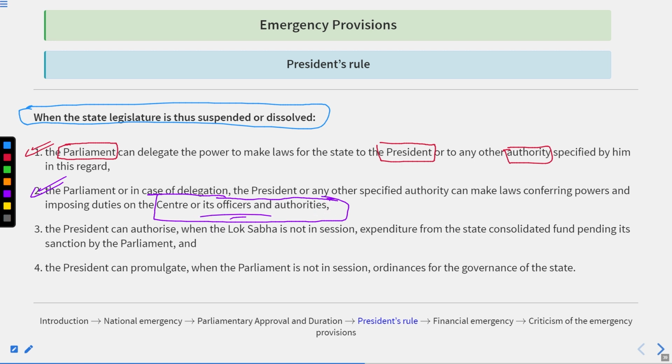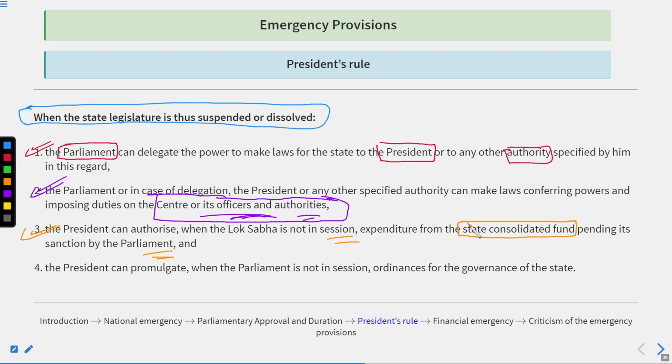Okay, it means that center officers and authorities could also be impeded with the powers. Next step is, the president can authorize, when the Lok Sabha is not in session, expenditure from the state consolidated fund pending sanction by the parliament. What does it mean? Like whenever the budget is presented in the legislatures. I will tell you about the process of the budget when we have the discussion over the budget. Till then, just remember that the state consolidated fund is basically the main bank account of the government from which they provide the money. All right.